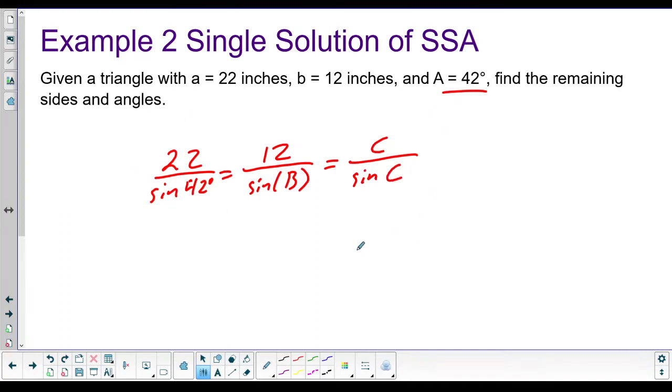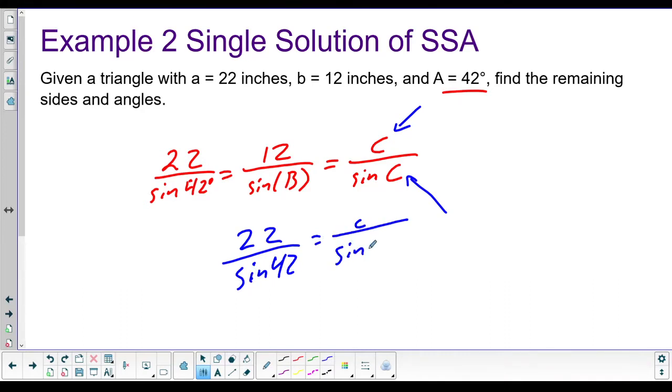So now we cannot start with solving for C, because if I use the angle and side that I know, the completed section of our law of sines, and I set it equal to this, I have two unknowns. I don't know side length C, and I don't know angle C. So if I have 22 over sine of 42 equals C over sine of C, I have two variables and one equation. This is not solvable. If you want to solve something, you need one equation for every single variable you have. So here we have one equation and two variables. It means you can't solve it.